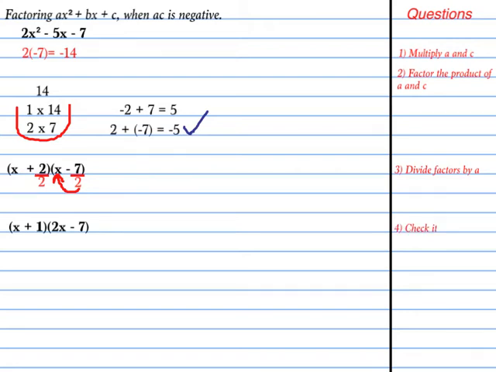Now, if these are my factors, I can check it and FOIL it back out to see if I get my original trinomial. X times 2x gives me 2x squared. X times negative 7 gives me negative 7x. 1 times 2x gives me 2x. And 1 times negative 7 gives me a negative 7. Combine my like terms, and my trinomial does check. 2x squared minus 5x minus 7 checks back to my original.